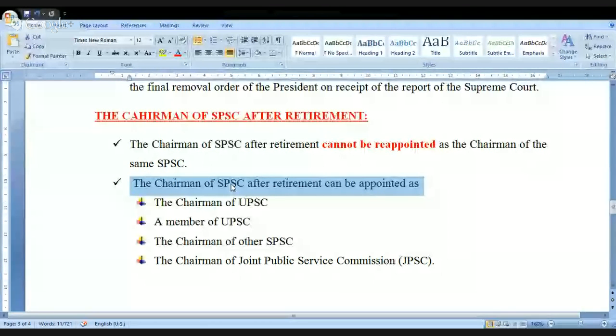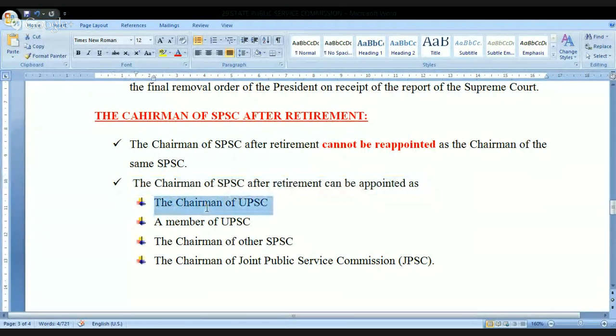Let me open the document and show it to you. So the chairman of the State Public Service Commission after retirement can be appointed as, look at this very clearly, the chairman of the UPSC, yes, very much permitted. A member of the UPSC, again permitted. The chairman of another SPSC, very much permitted. Or as the chairman of another joint public service commission, very much permitted. Nowhere have I given the chairman of the same public service commission.